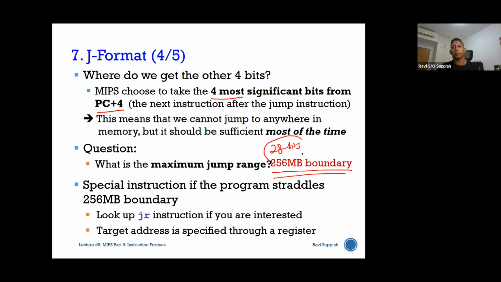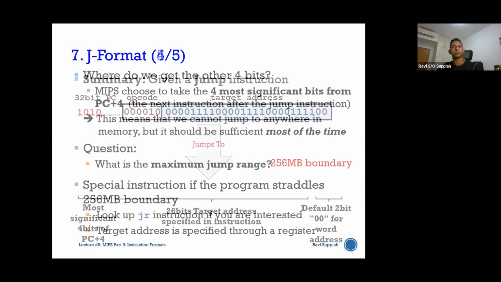Only the 28 bits are the ones that give you that range of memory, because the upper 4 bits are already taken from the PC plus 4. So you still cannot jump to the entire memory range, but you have more than enough to handle just about every possible case that you can come across. It is definitely more than enough for the kind of code that we write.